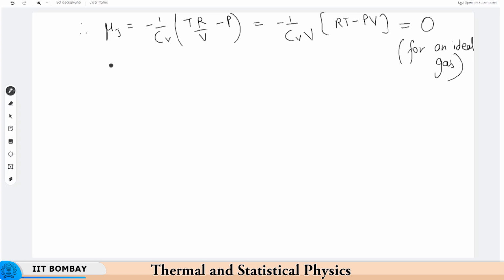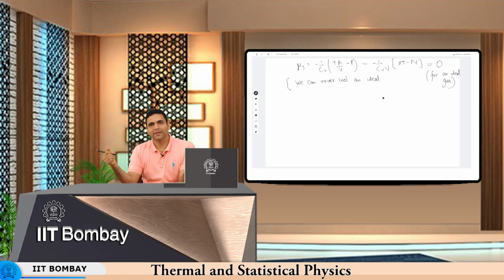So, essentially what that means is that we can never cool or heat an ideal gas. We can't really change the temperature of an ideal gas by doing adiabatic expansion or compression. An ideal gas upon adiabatic expansion, so this is the first result. Earlier we just qualitatively saw that this should be the case, but now we can see it by using this formula.